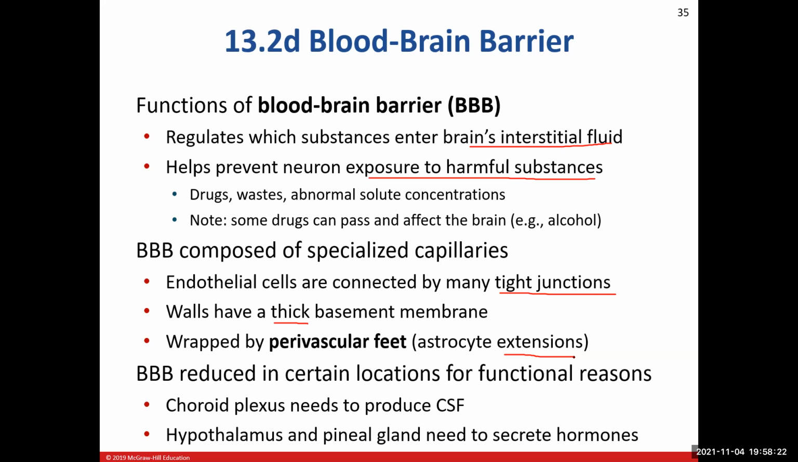So we'll see that the blood-brain barrier is going to be all throughout our tissue there, the brain, but we'll see it reduced in certain areas. Places like the choroid plexus, because that's where we're going to be making our cerebrospinal fluid. Also in places that involve the endocrine system, like the hypothalamus and our pineal gland, because they need to secrete their hormones. So we're going to see a reduction in the blood-brain barrier there because, of course, we can't block the hormones that we're trying to send out to the rest of the body. That would make no sense.